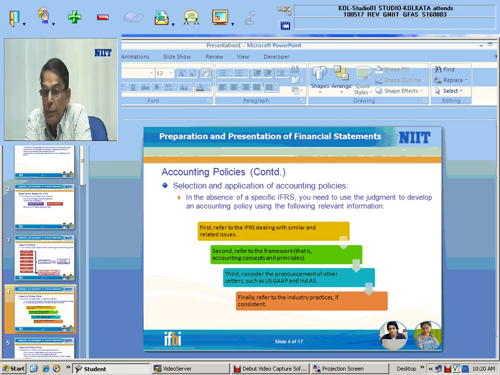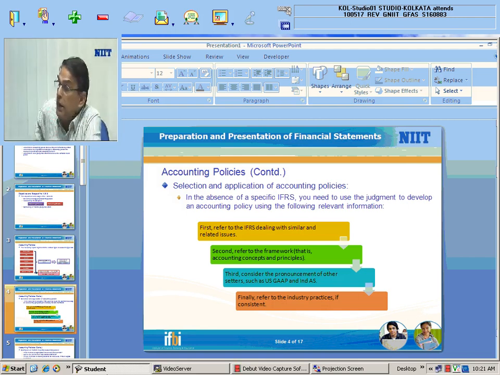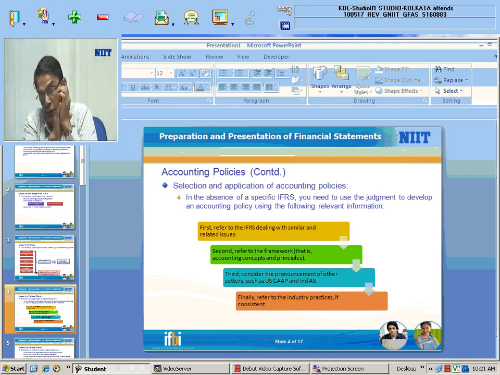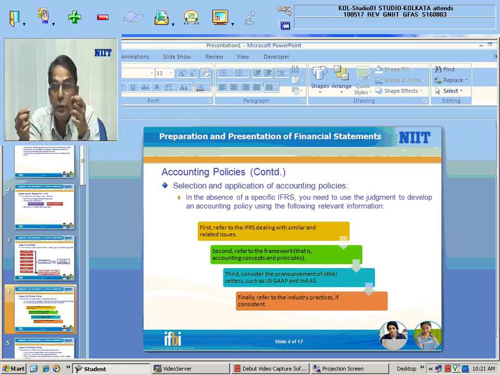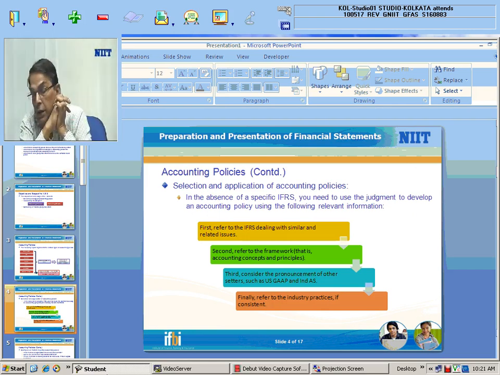They can also consider the pronouncements of other standard setters like US GAAP or Ind AS, Indian Accounting Standards. They should try to see the pronouncements of other standard setters like US GAAP and Ind AS relating to those kinds of issues. And they can also refer to the industry practices if they are consistently followed by the industry. So, using judgment or discretion for selection of accounting policies in matters where IFRS has no specific guidance, the following steps can be taken by the entity.